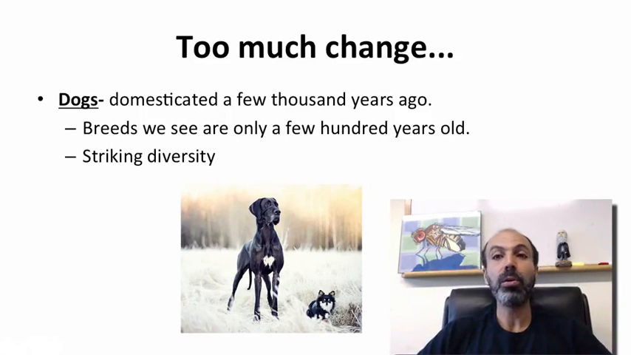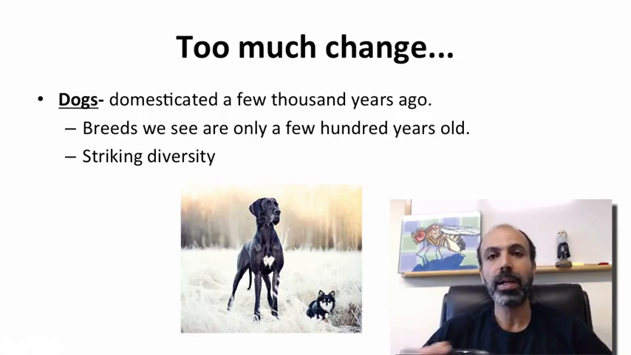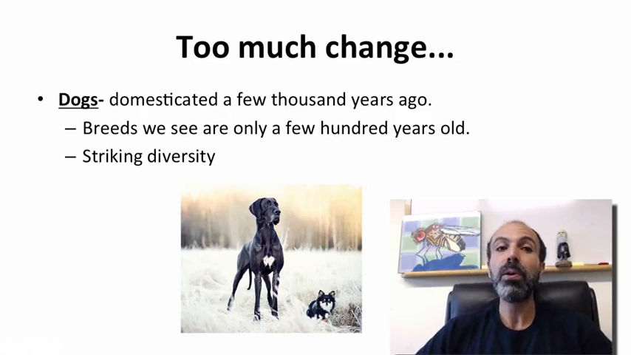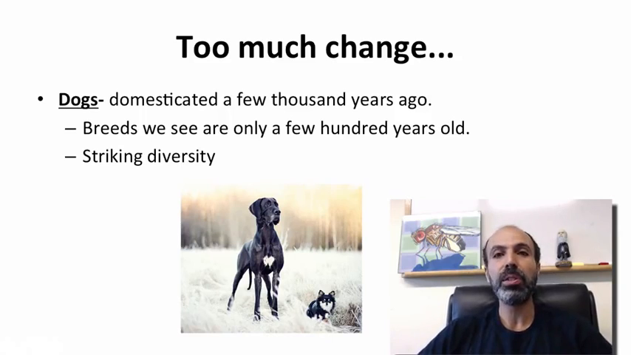Dogs were domesticated only a few thousand years ago. Okay, so this is not a very long period of time. The breeds that we in fact see today, things like the Great Dane, Chihuahua, Collies, all those great things, most of those are only a few hundred years old. Yet we see striking diversity.